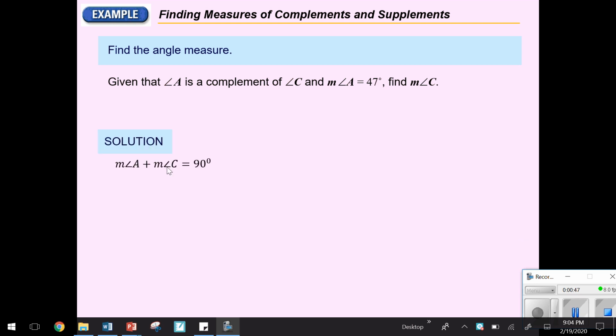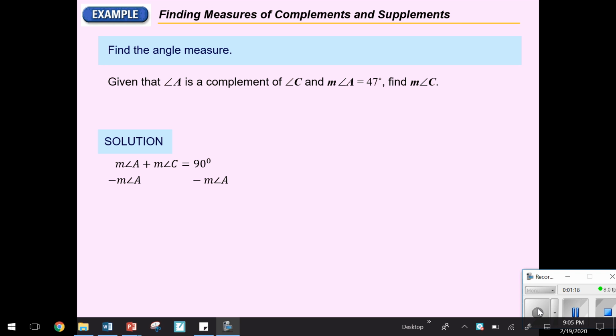So here we've taken the two angles, angle A and angle C, and added them together and set it equal to 90. Now in the solution on this one, they're solving it just a little bit different. We're going to get the exact same answer. But since they want to find angle C, they went ahead and isolated angle C first and then substituted in. So in order to get angle C by itself, the measure of angle A has to go. So they subtracted the measure of angle A from both sides.